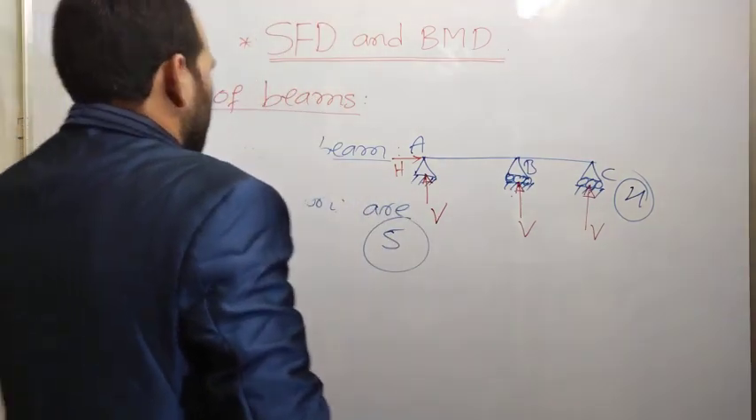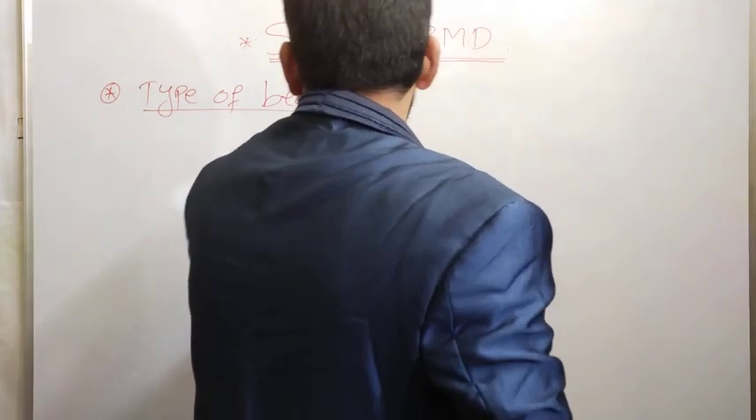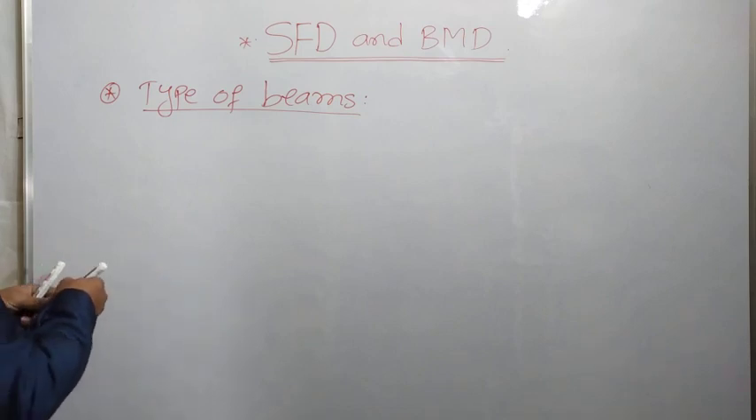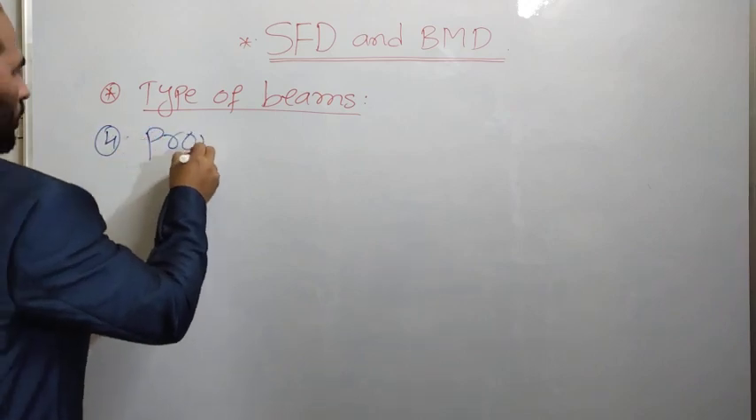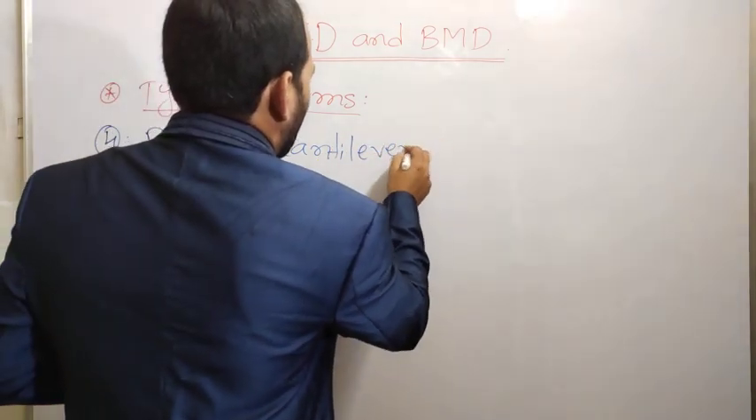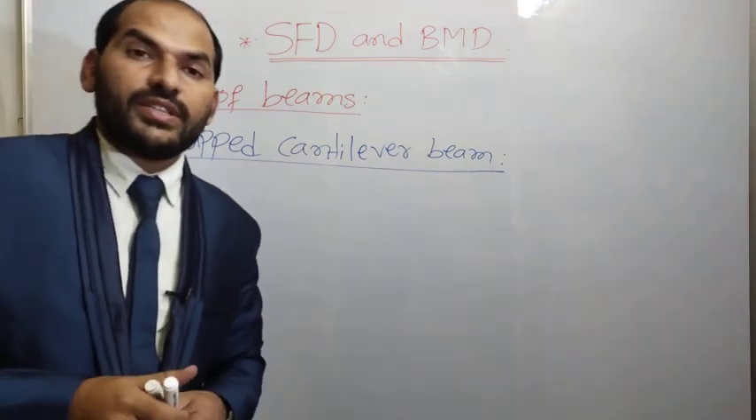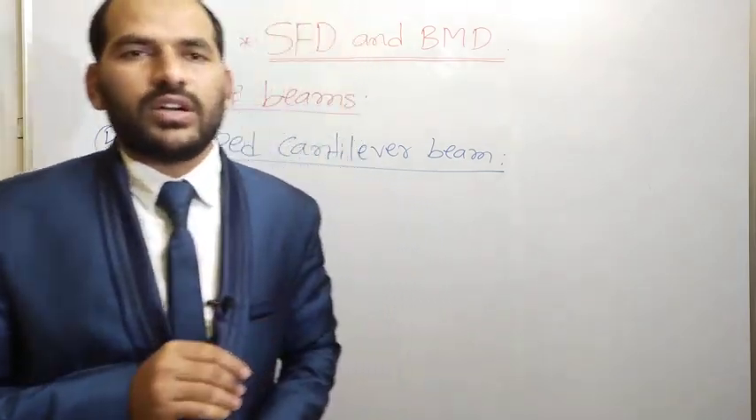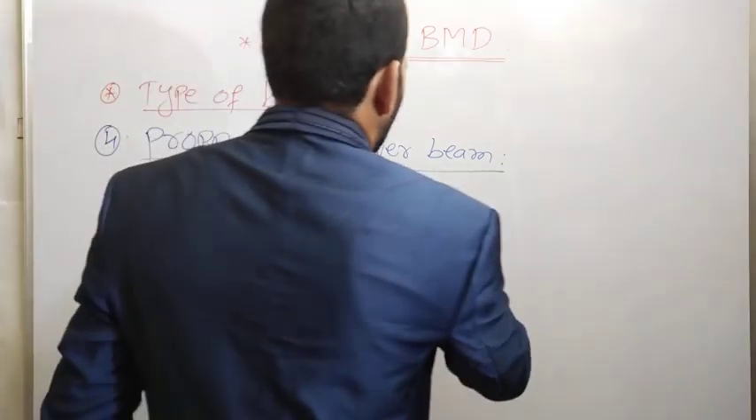the propped cantilever beam. What is the propped cantilever beam? On one side a pin or hinge support is provided, and on the other side a fixed support is provided. This is called a propped cantilever beam.